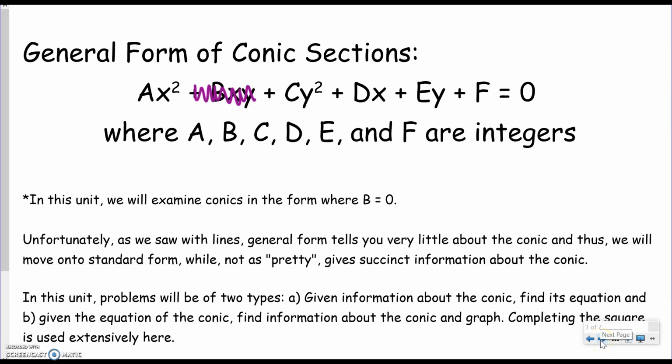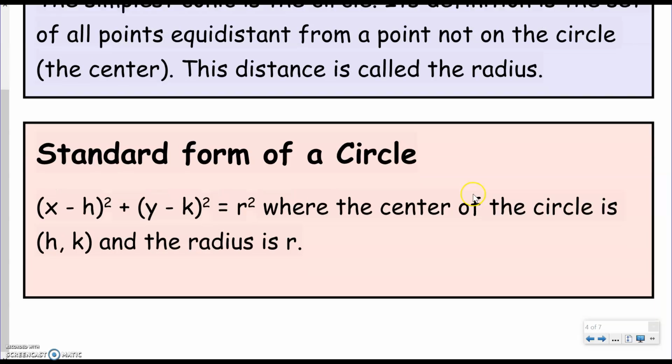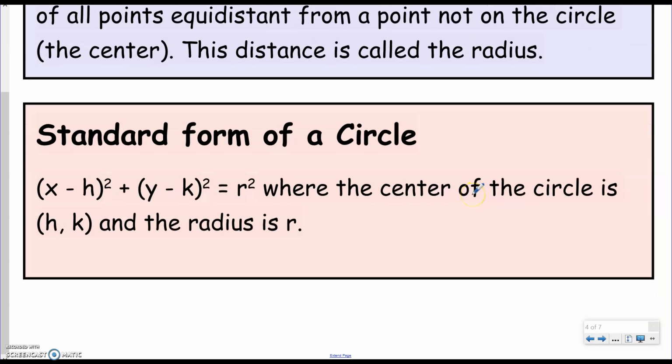So moving on, let's focus on circles. The circle is the simplest conic. It's the set of all points that are the same distance from a point not on the circle, which is called the center, and the distance is called the radius. So that should be pretty familiar to you.